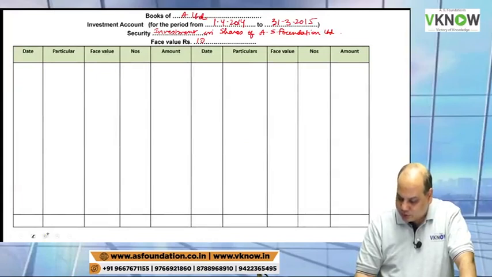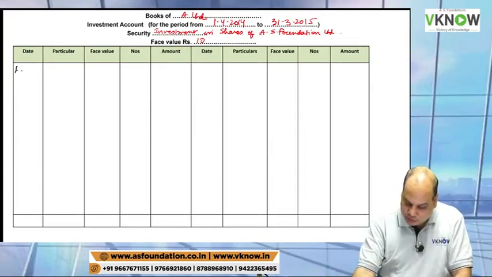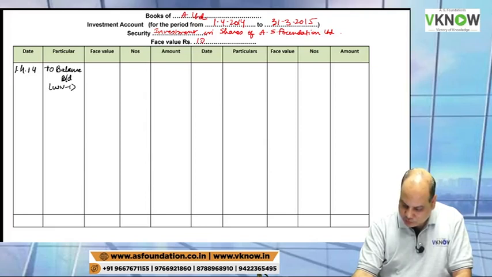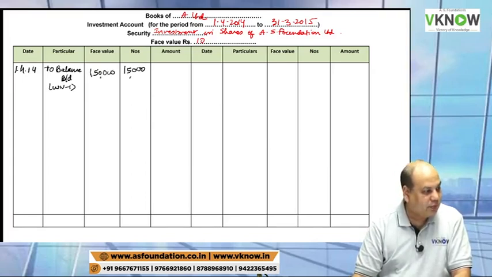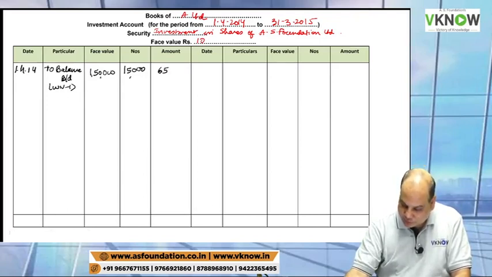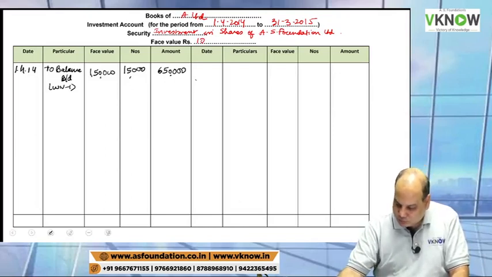Now it's a matter of just 1 minute to do the fill in the blanks part. If you will help me, I can do it very fast. So come on student, 1/4/14 to balance brought down, working note 1. We have 15,000 shares, 1,50,000, and the amount was 6,50,000. Then I will go to next purchase.